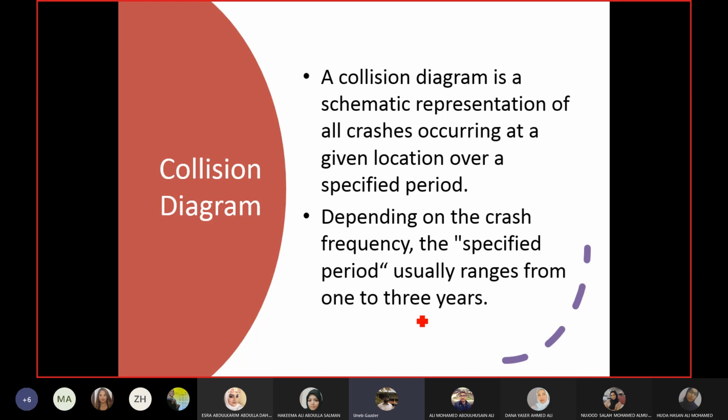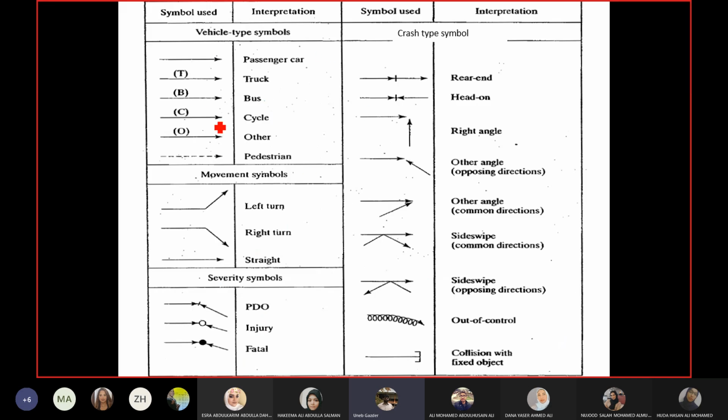Okay. These are the symbols which we use in the collision diagram. The movement is shown with arrows. So straight arrow means straight movement, then we have right turning, left turning arrows for the respective turning movements. On the arrows, you can indicate the type of vehicle. For example, T means a truck, B means a bus, C means a cycle, and O means others. So others can be, I told you, motorbikes and so on. If it's a pedestrian, you show it with a dotted line or dotted tail of the arrow.